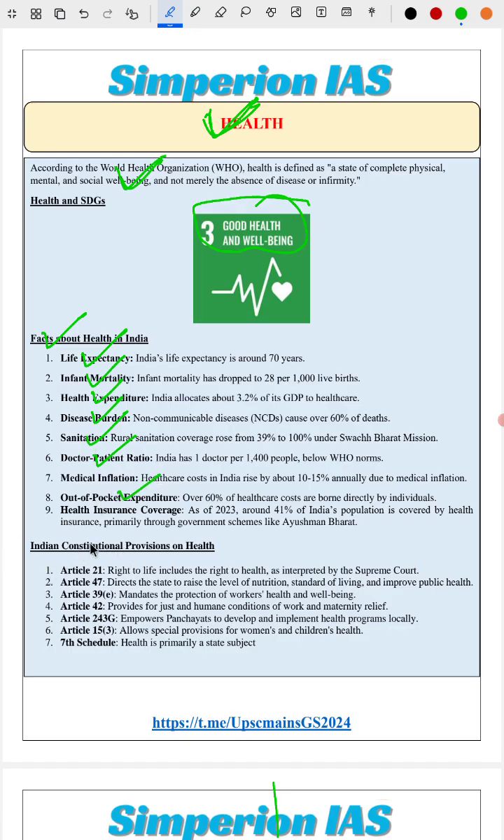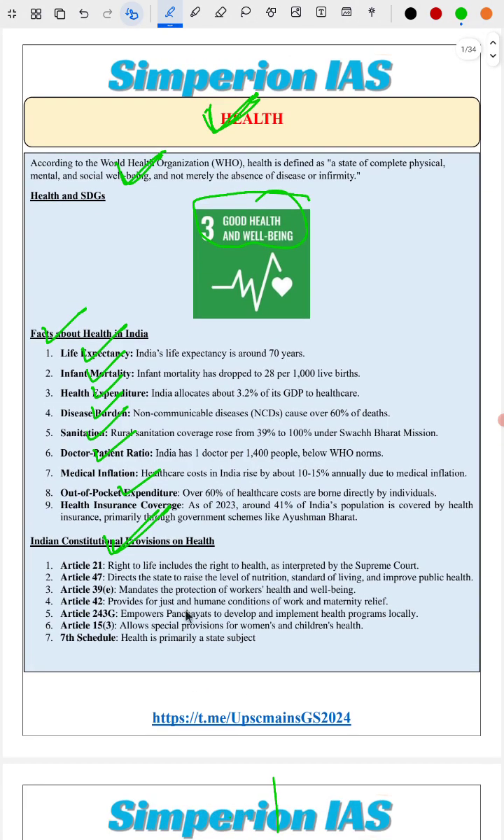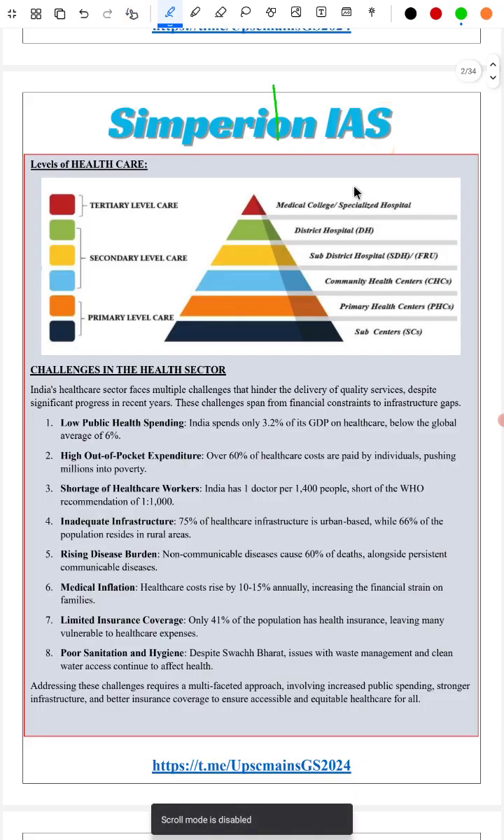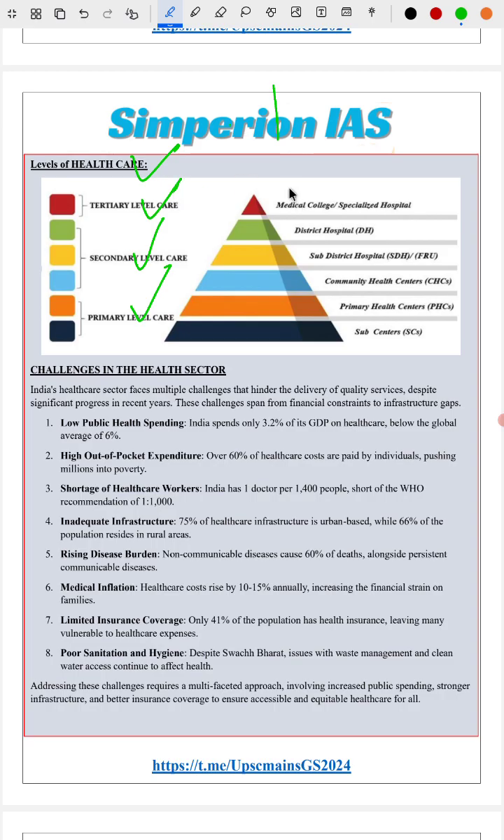Next, we have covered the Indian constitutional provisions related to health. Health is a state subject. Please remember this, health is a state subject. Next, we have covered the layers of healthcare in India, that is primary healthcare, secondary and tertiary healthcare. What encompasses primary, secondary and tertiary healthcare we have covered in this diagram. You can go through it.